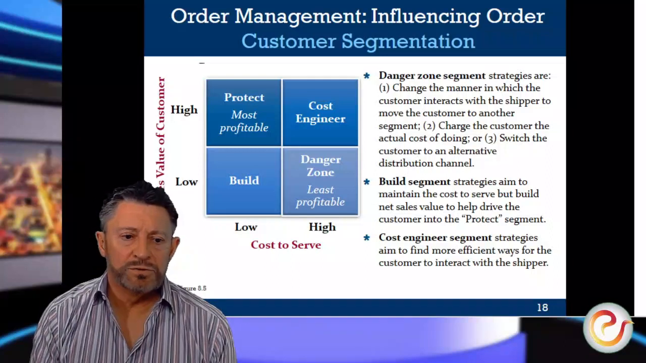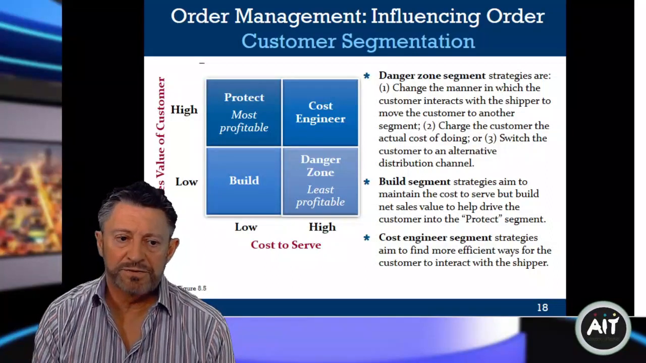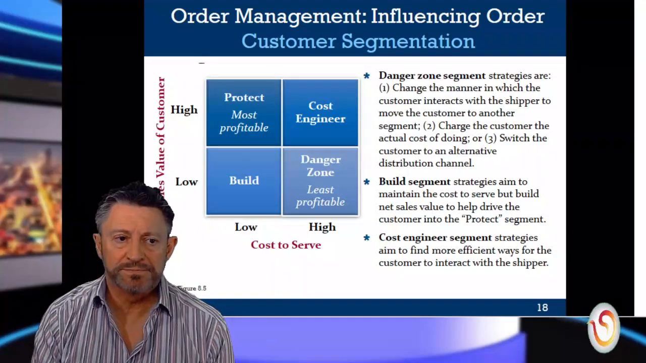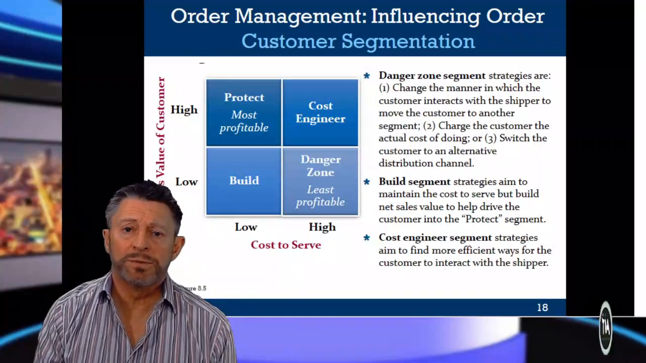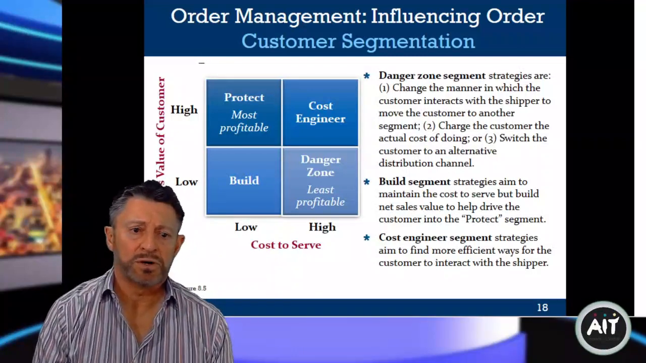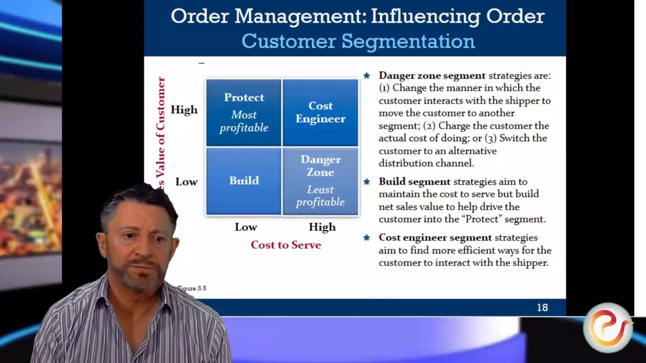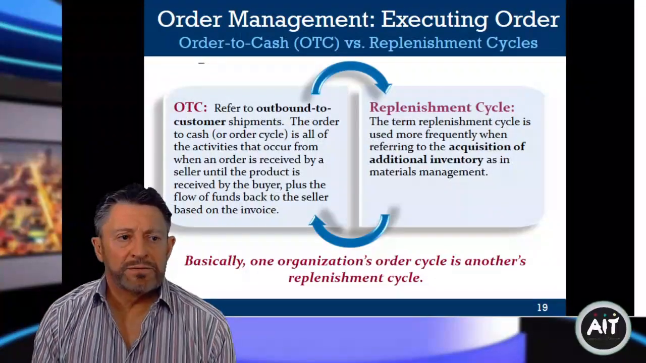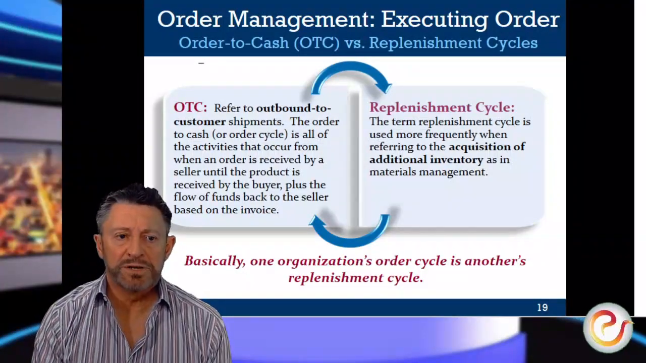The build segment, and then of course the cost engineering segment strategies aim to find more efficient ways for the customer to interact with the shipper. What I said at the very top in the previous, what kind of a web interface your CRM system has, or what kind of touch points your CRM system has. It doesn't necessarily always have to be web. And then of course the order management execution order, so the order to cash versus the replenishment cycle.